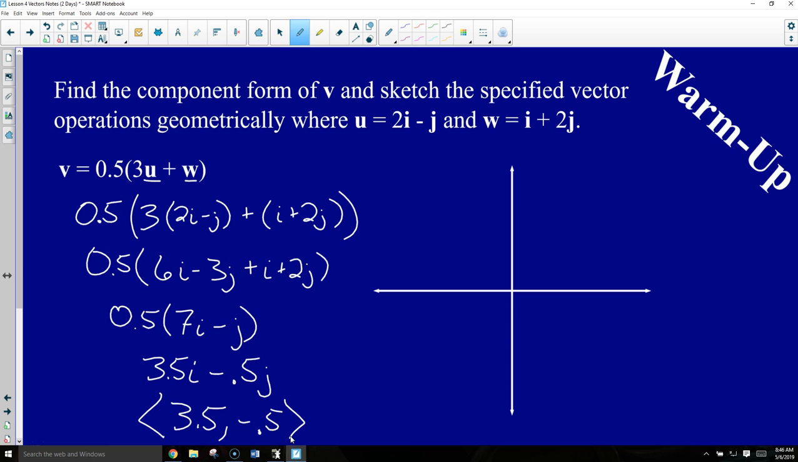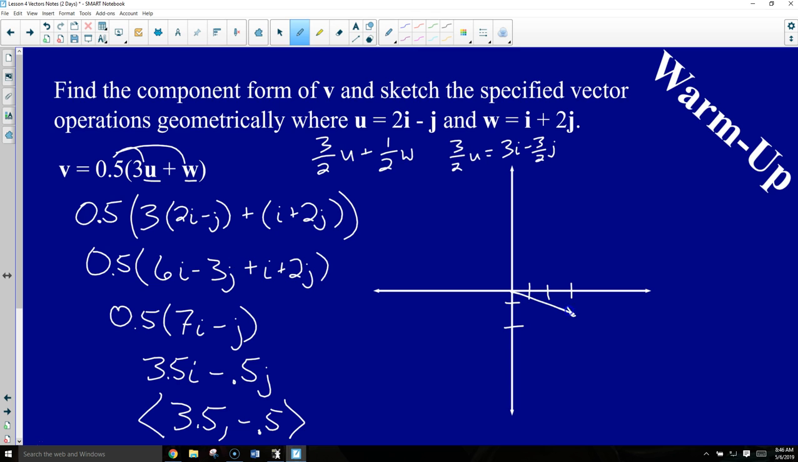Now let's draw this geometrically. So first thing I'm going to do is, if I look at this as 3/2 u plus 1/2 w, this is just going to be easier to draw. So 3/2 u would be, if I take 3/2 times 2i, that would be 3i. And then 3/2 times negative 1 is negative 3/2 j. So if I graph that, that is going to go from 0, 0 to 3, negative 1.5.